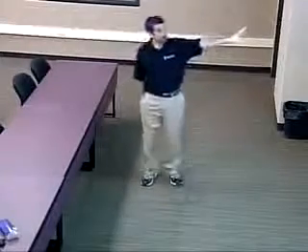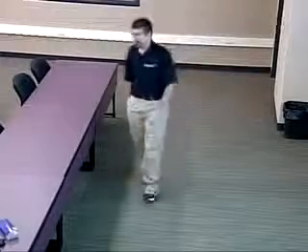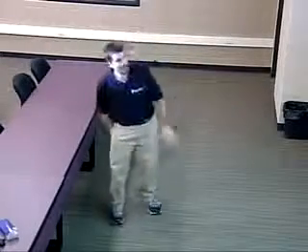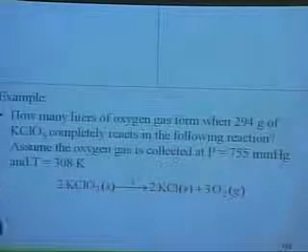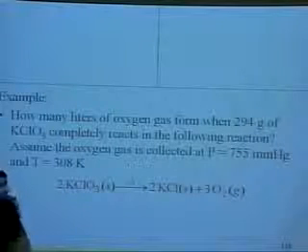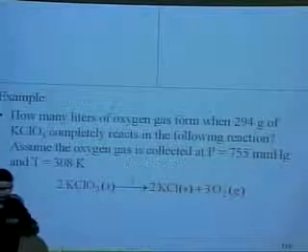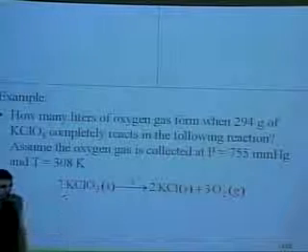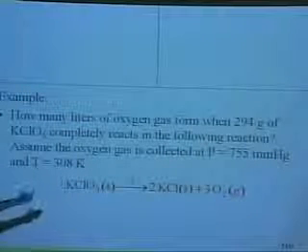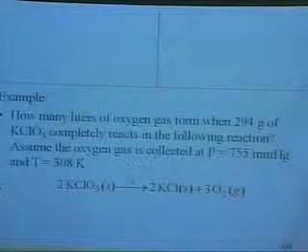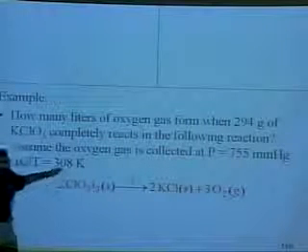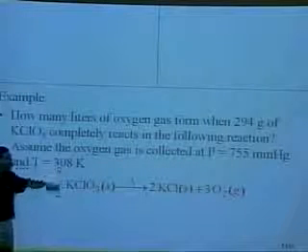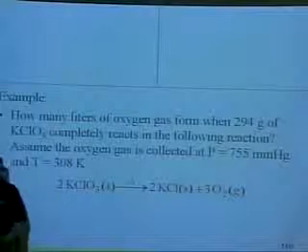But in this particular case, how many liters of oxygen gas form? If I have 294 grams of this stuff, it completely reacts, it decomposes, and as I was monitoring this system, the pressure of everything going on was 755 millimeters of mercury, somewhat close to atmospheric pressure, and the temperature was pretty close to room temperature. Room temperature is 298 K. Here's 308 K.